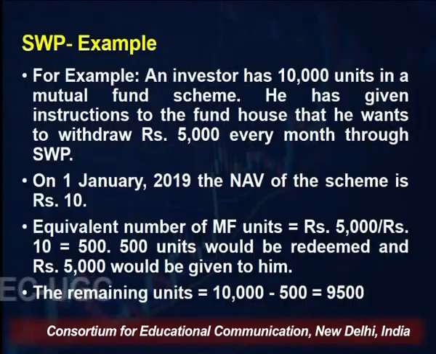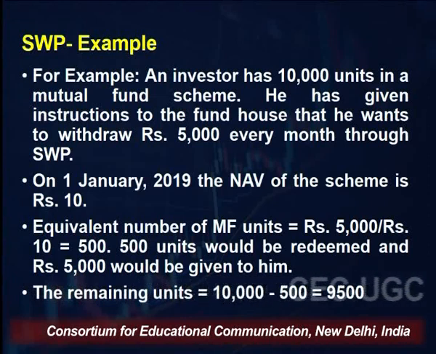So for example, an investor has 10,000 units in a mutual fund scheme. He has given instruction to the fund house that he wants to withdraw 5,000 every month through a systematic withdrawal plan. SWP means systematic withdrawal plan, right? So on January 1, the NAV of the scheme is 10. So the equivalent number of mutual fund units is 5,000 divided by 10, that comes to 500. So my 500 units will be redeemed, meaning they will be given back to me. Remaining is 9,500 units. Next month, I'll be withdrawing 500 units multiplied by the NAV value, and that amount will be paid to me. So this is a regular feature that can be done.